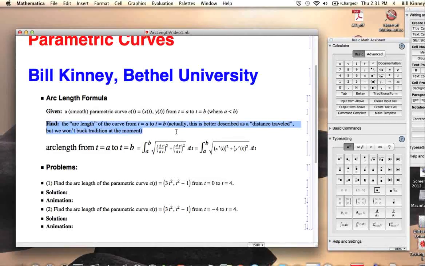That's the traditional name, and I'll stick with that as the title, but let me just say that, and we'll see with this example perhaps, I'm not sure if I'll get to this in this video, maybe the next one, you'll see that it's actually better described as a distance traveled instead of an arc length, but we won't buck tradition at the moment.